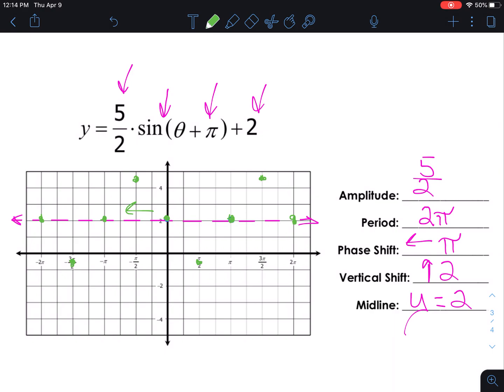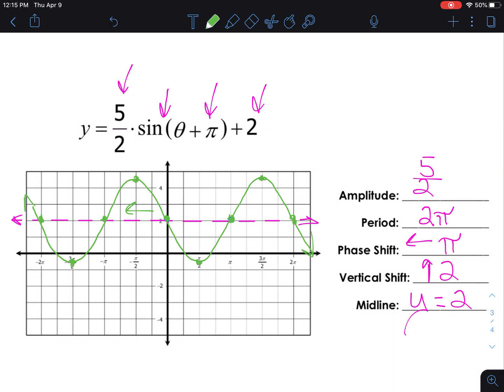All right, so now I should be able to draw my wave. Okay, not too bad. So that is a sine wave with quite a bit of transformations there: a change to the amplitude, a phase and vertical shift, and no change to the period.